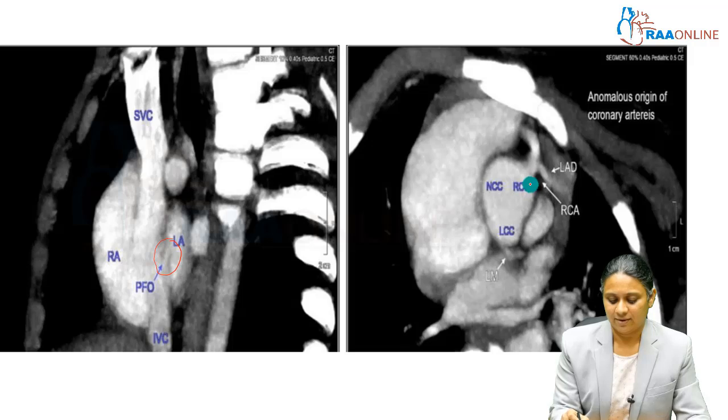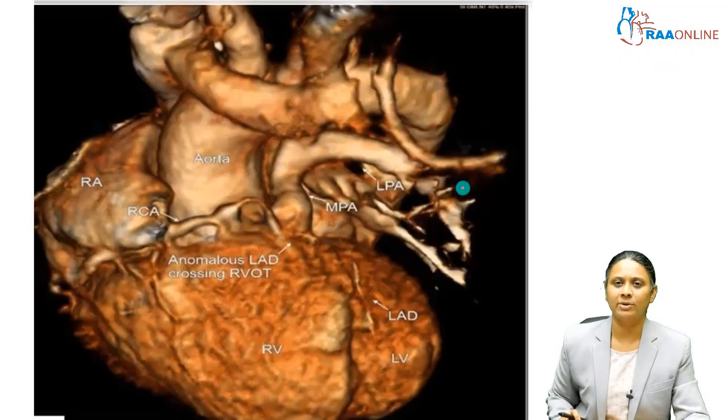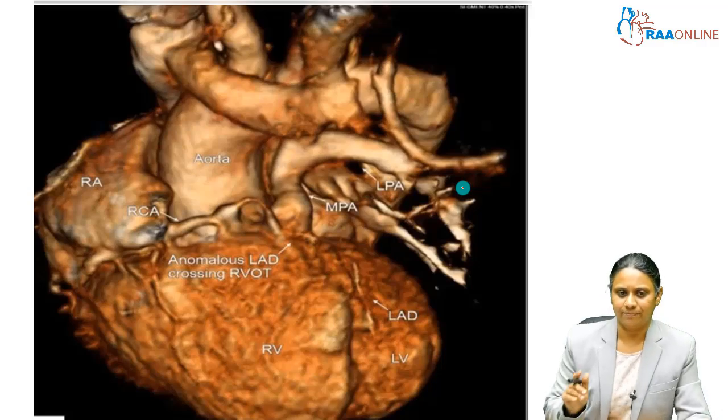Here from the right coronary cusp there is RCA. This is the LAD which crosses, you can see the pulmonary artery here, so which crosses the right ventricular outflow tract. This is the most common anomaly, LAD arising from the RCA in TOF.